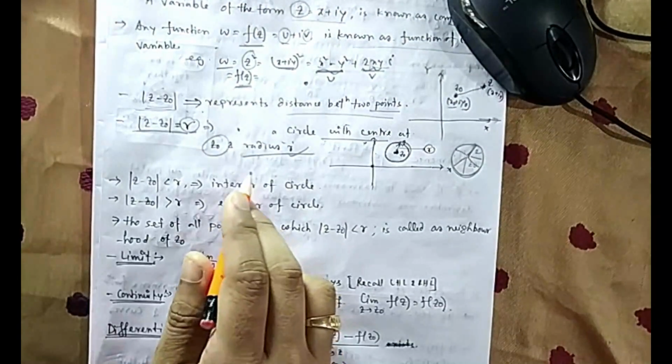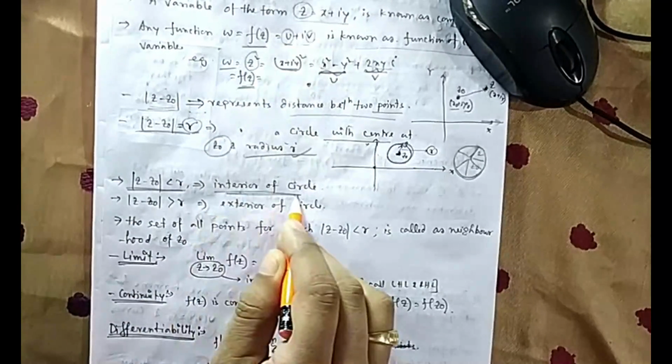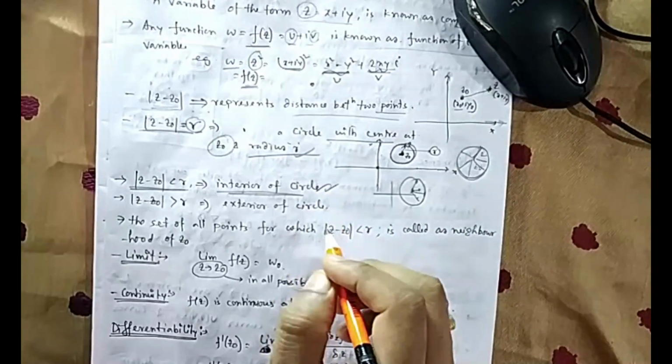These are standard symbols, so I thought it will be good if I start from scratch. So if I say mod of z minus z0 is less than r, then I am referring to the interior of the circle, because the distance is less than r. If the distance is less than r, that means I am going inside this. R is up to this much, but I am moving here, up to less than r. That's why it is the interior of the circle.